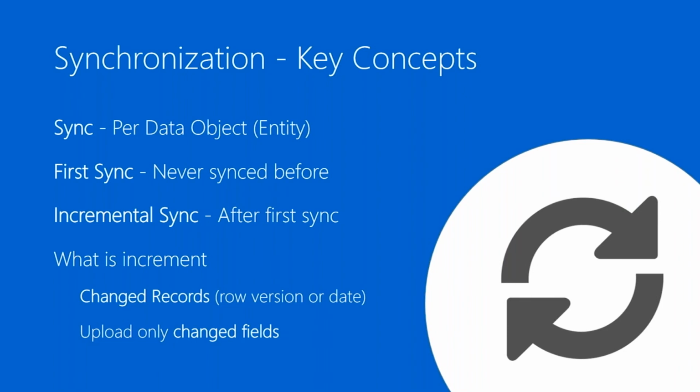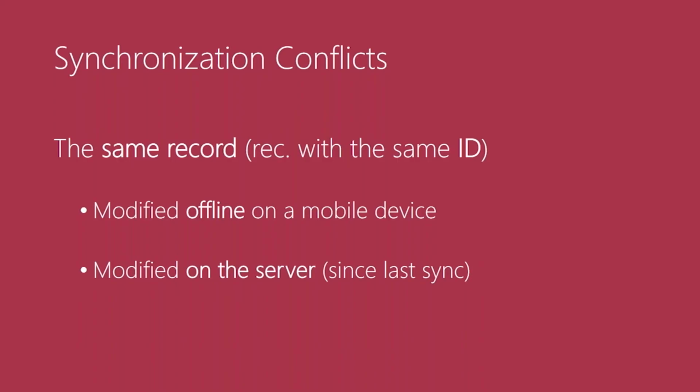The next sync is called incremental synchronization, and it happens after the first synchronization. So we synchronize the changed records, for which we use the row version on the tables or the modified dates, and we upload only changed fields. So on the mobile device, we track what the user has changed, which field, and we will send that to the server. But sometimes what happens is what we call a synchronization conflict.